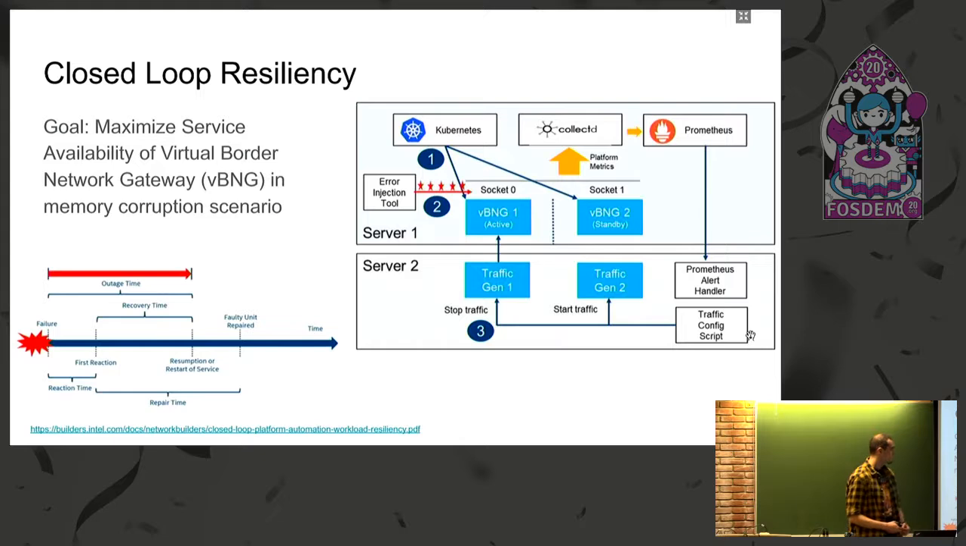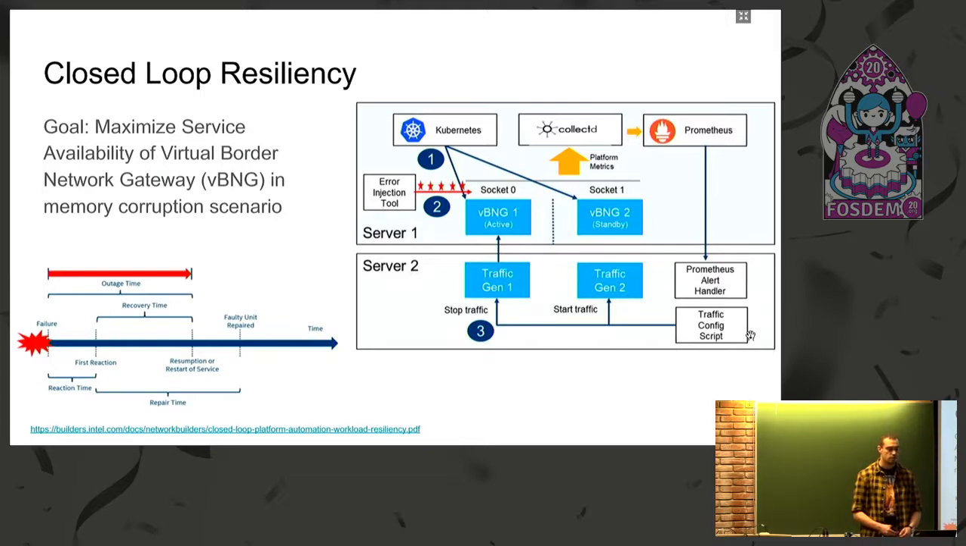Now let's get to something simpler. This is actually just a proof of concept. Here on one server, we have two vBNG instances running in hot standby mode. One is actively processing the traffic, and the other one is waiting in warm standby mode. They are deployed on two separate NUMA nodes, so they have different memory regions. The resiliency part here is that if the memory of an active vBNG instance is getting corrupted during that time, it's just getting degraded.